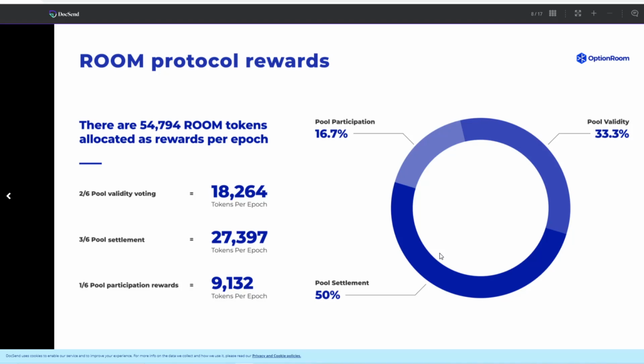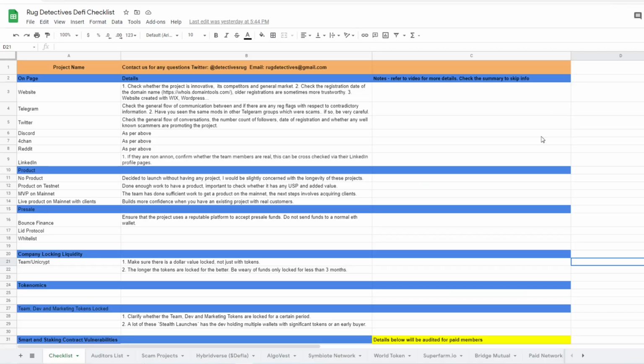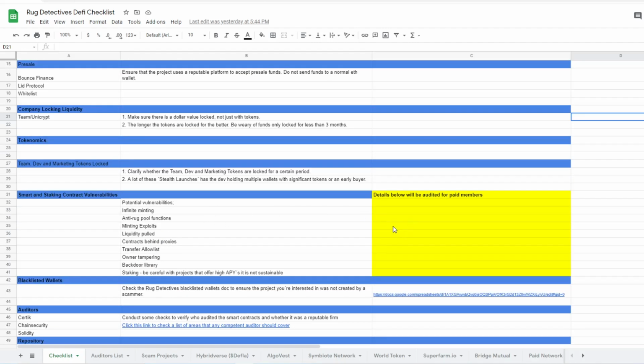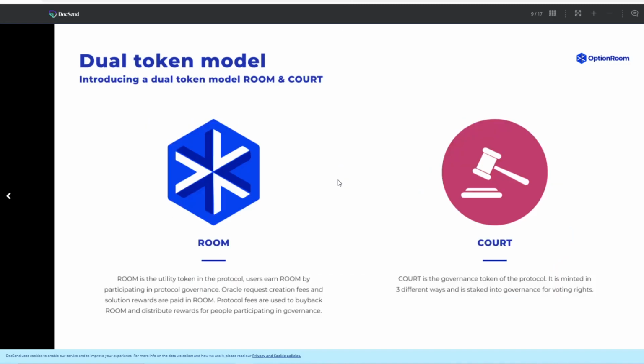And then here it just goes through more information in terms of the protocol rewards. So here's settlements, validity, voting, participation rewards. Okay, so you can go through this. I'll go through this afterwards, and I'm going to add all this information in this sheet after I've released this video, and I'll also be auditing the smart contract for the paid members as usual. Okay, so let's just continue here.